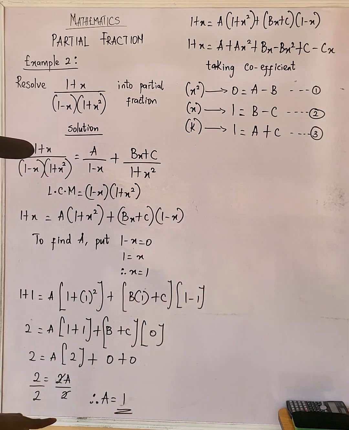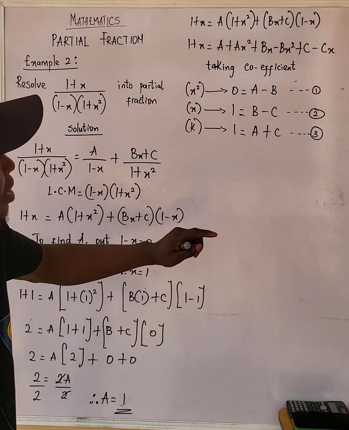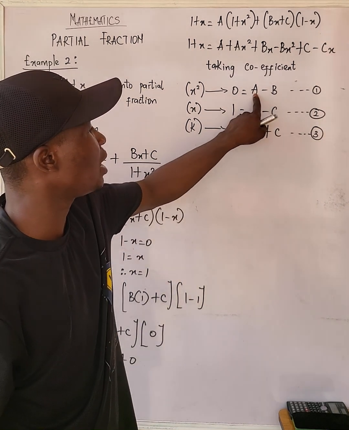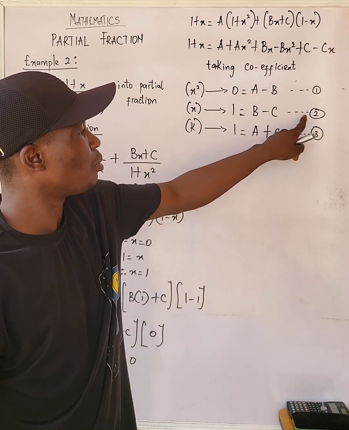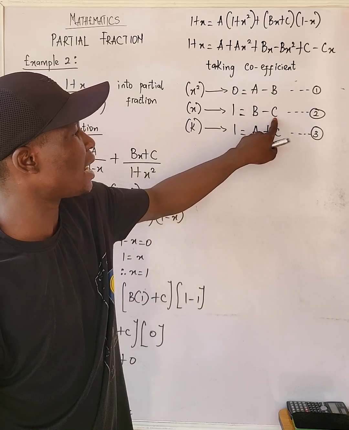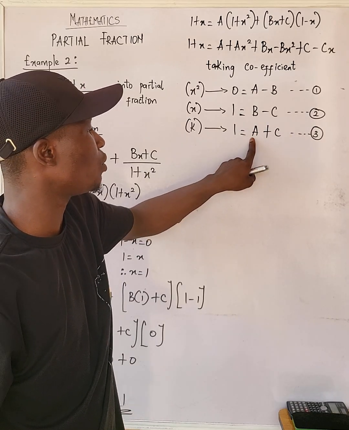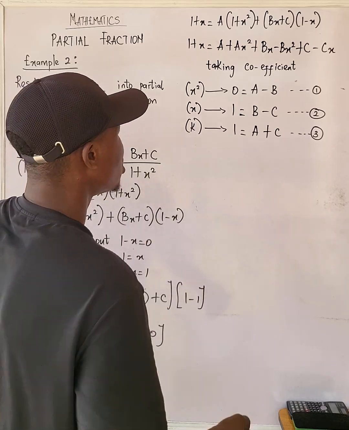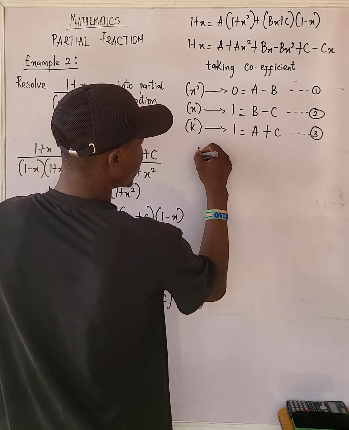So now we've gotten a. What remains? b and c. So from equation 1, I know a, I can get b. From equation 2, if I've gotten b, I can get c. Or you can come to equation 3, I know a, I can get c. Do you understand? So let's just use equation 1.